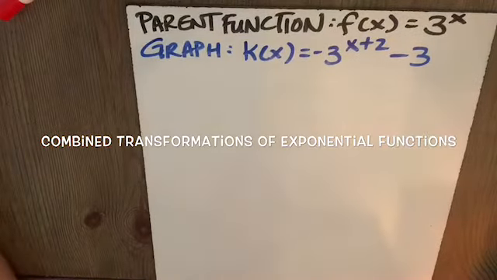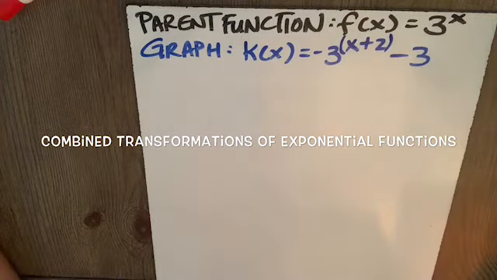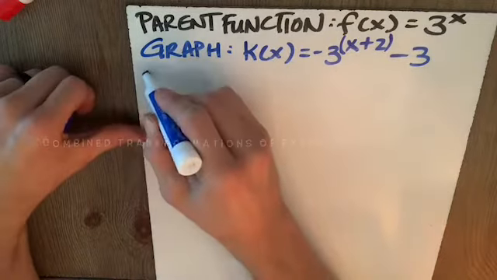Let's make it a little bit harder now. For the parent function f of x equals 3 to the x, I want to graph k of x equals negative 3 to the (x plus 2), I'm going to put those in parentheses just to remind myself that's the crazy bizarro world, and then all minus 3 on the outside.